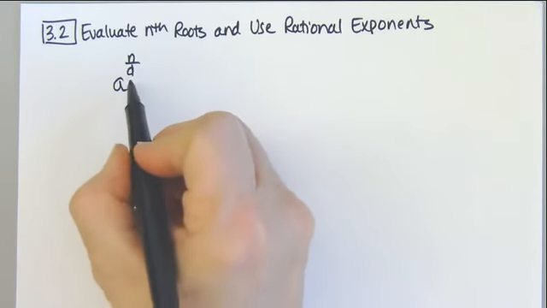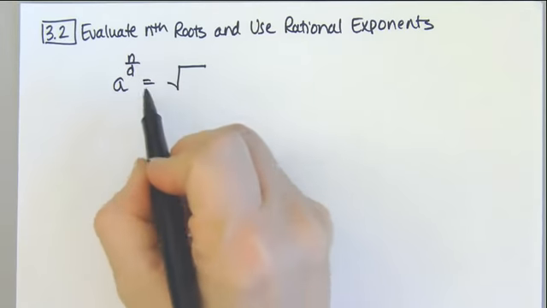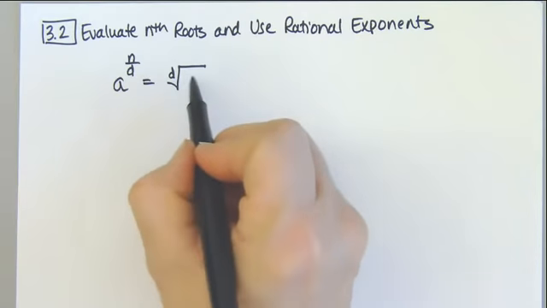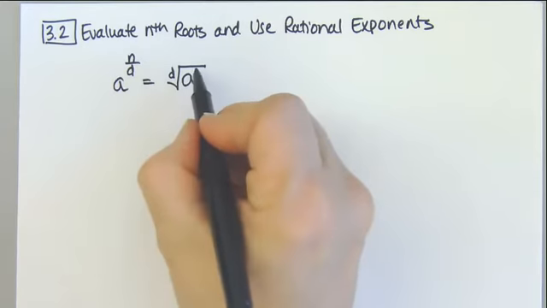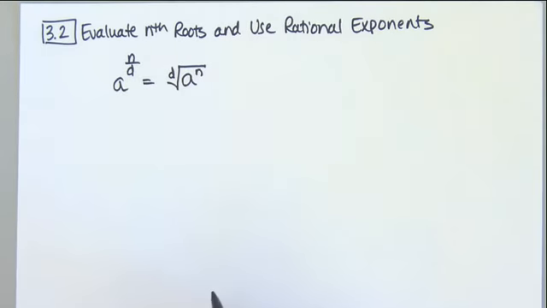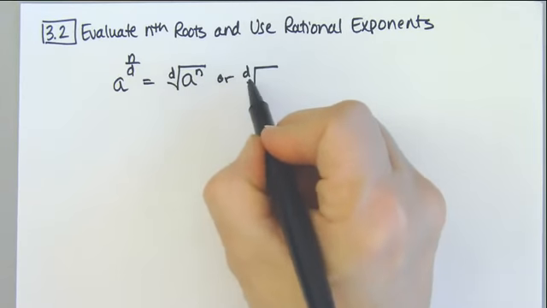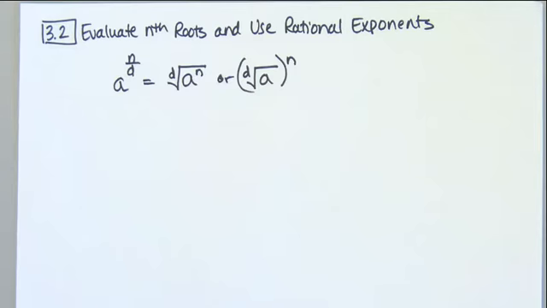It's fractional. I can rewrite this as a radical. So I'd put the denominator of the fraction in the index, in the little groove. The a, the base, goes here, and then the numerator of the fraction would go right there. Now, you could also write it this way, so you'd have d, the a underneath, and then the n would be outside. So those mean the same thing.